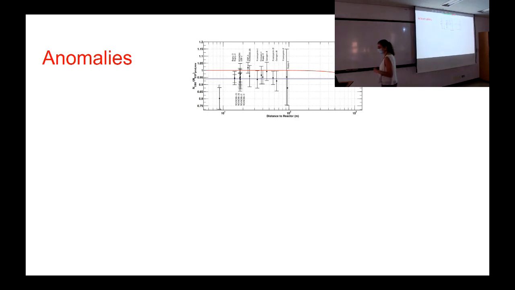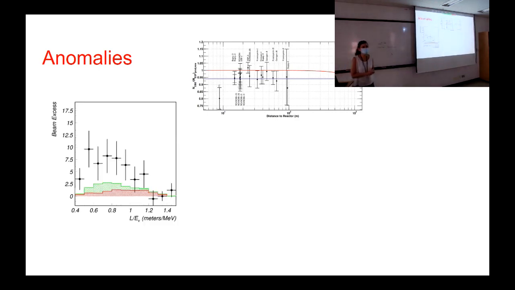The second anomaly is the mother of all the anomalies, if you ask. It is the LSND experiment at Los Alamos. LSND was late 90s. It was a first appearing experiment. Now everybody does appearing experiments, but at that time it was the first. They have a small amount of electron neutrinos in a muon neutrino beam. This experiment was very controversial, and I'm going to talk more about this later.